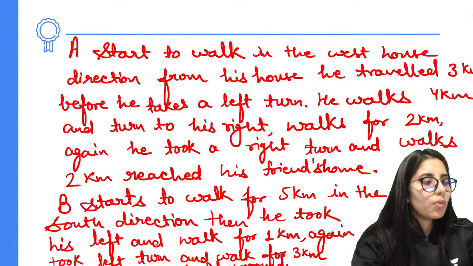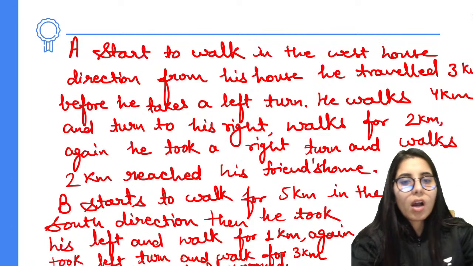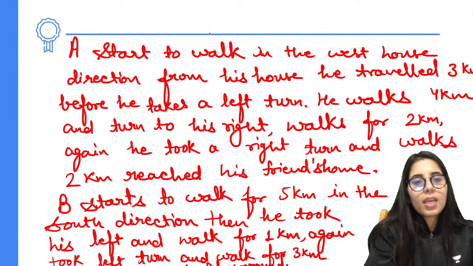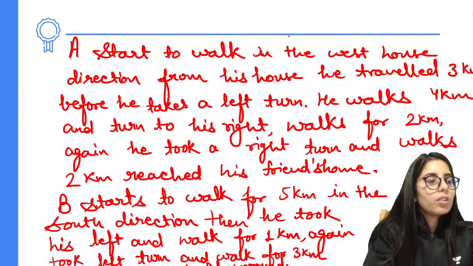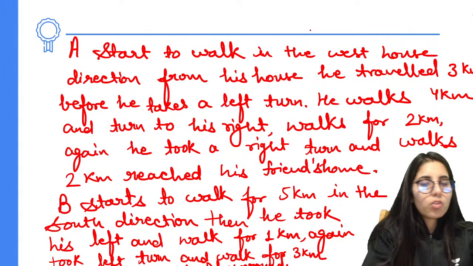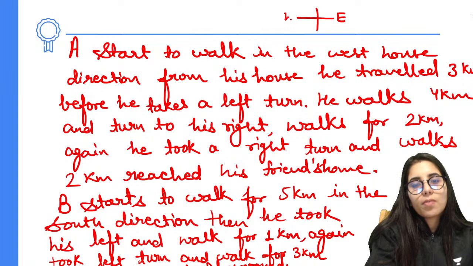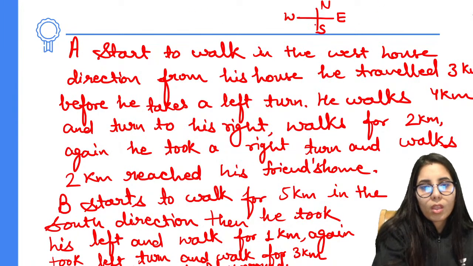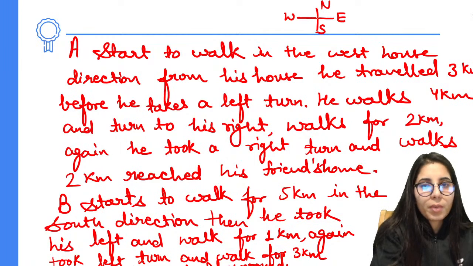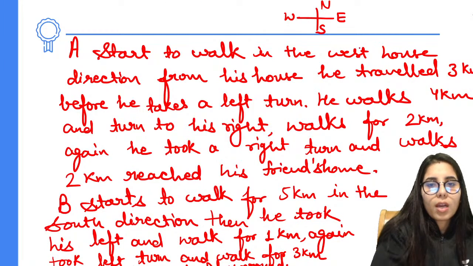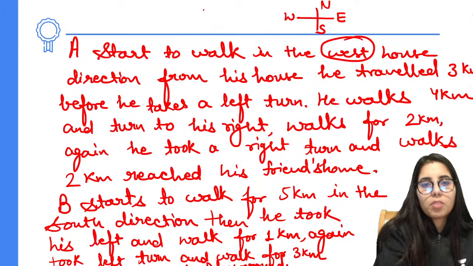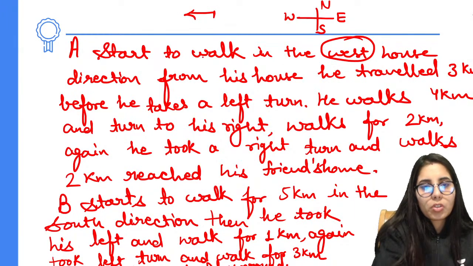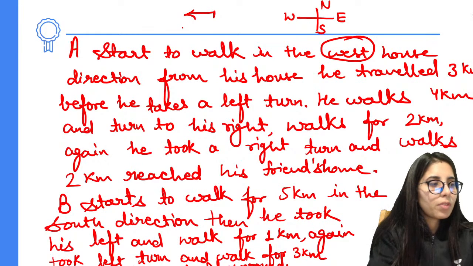So to find that total distance, let's have a look at the process. If you consider how A and B have moved, for example, A starts to walk in the west. For that we will make the direction sign first: east, west, north, south. If you take the main point as the origin, A starts to move in the west direction, so A should move in this direction from the origin. This is the first step A will be taking.